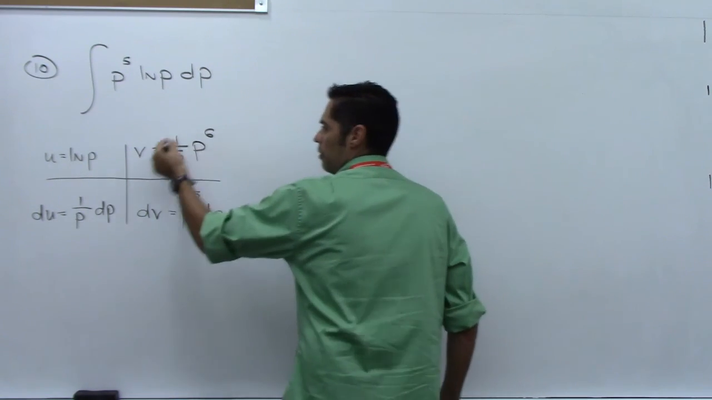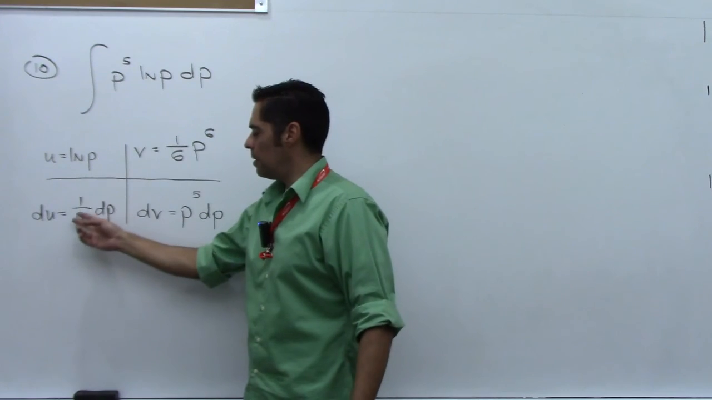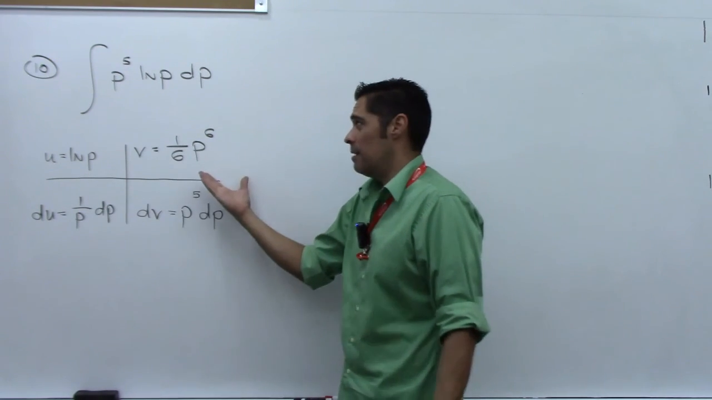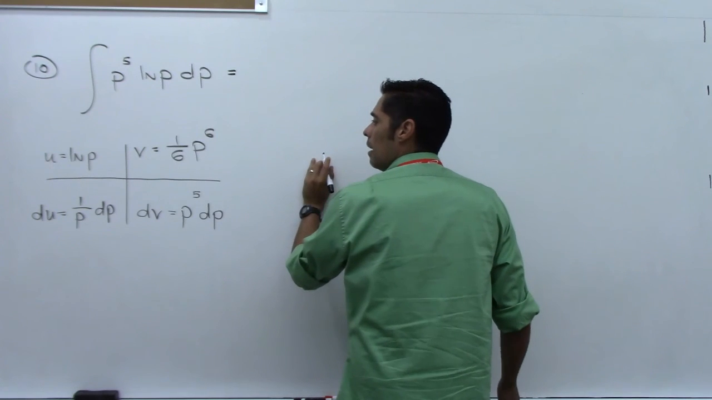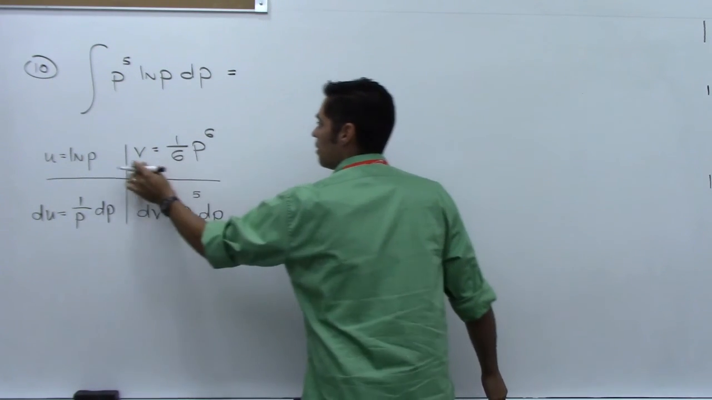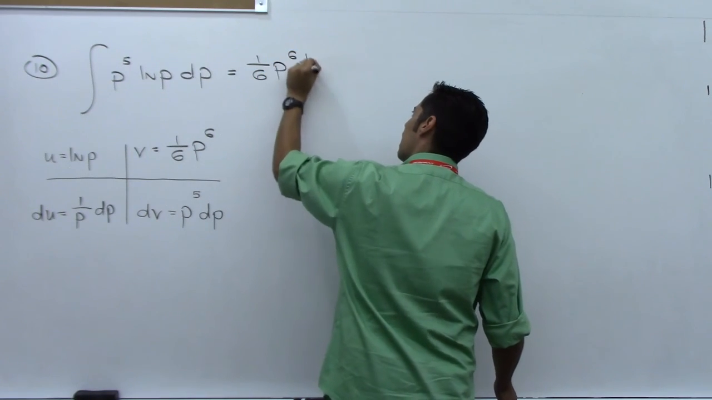And now look at our voodoo. We have a p to the 6th, and then we have 1 over p. That's going to cancel one of the p's. We'll get p to the 5th, and that we can integrate. So this should be pretty clean. So uv, this times this, 1/6 p to the 6th natural log p.